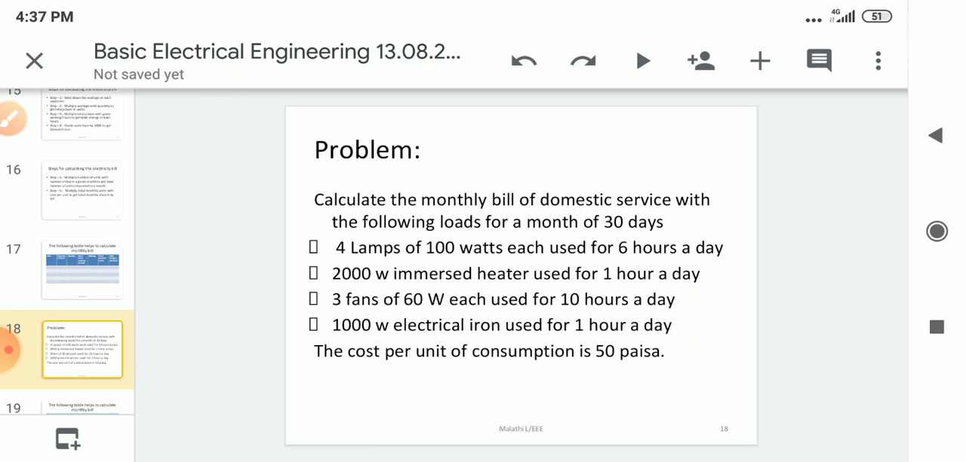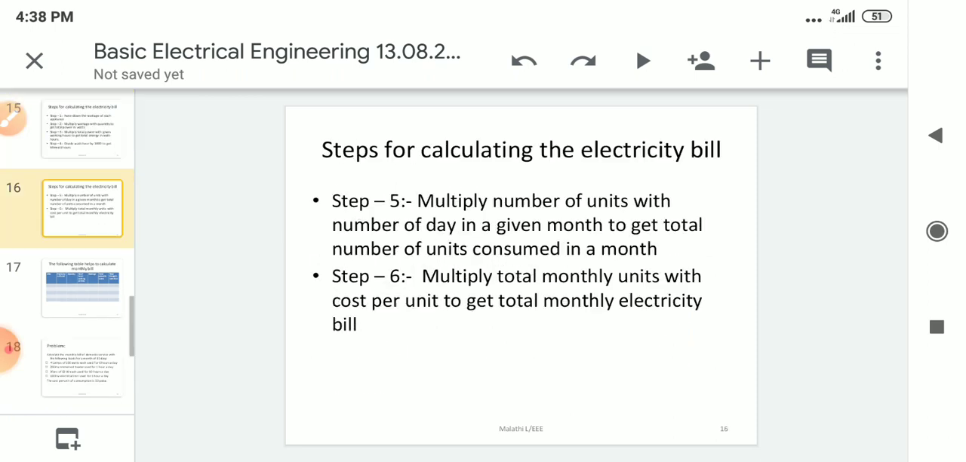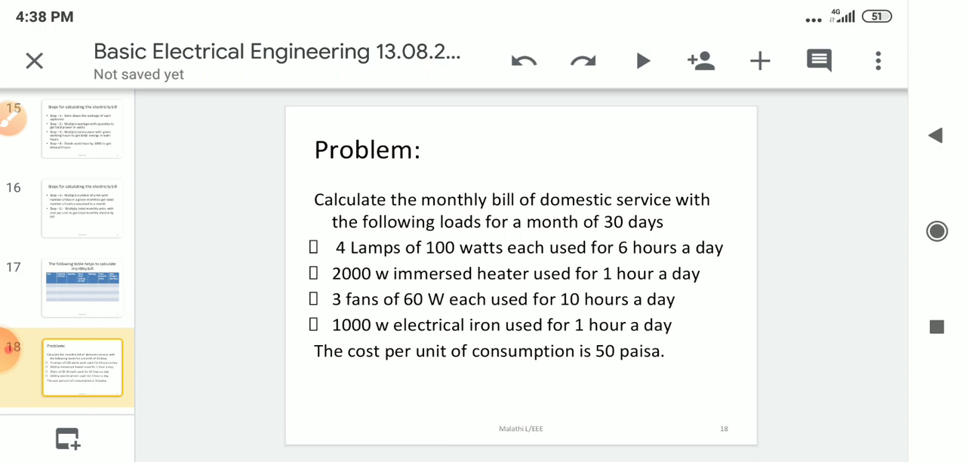Hope you understand the theory then. If we understand the theory, then it is very easy to solve this problem. Just by reading these steps, they will not be remembered. If we solve one problem, then you will have a very clear-cut idea about this.